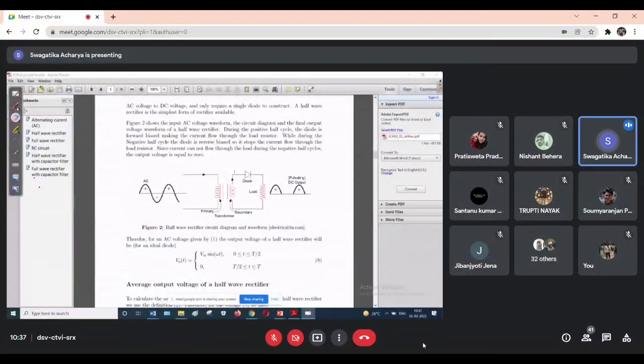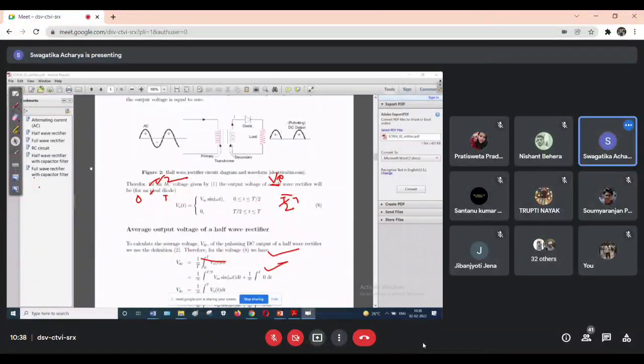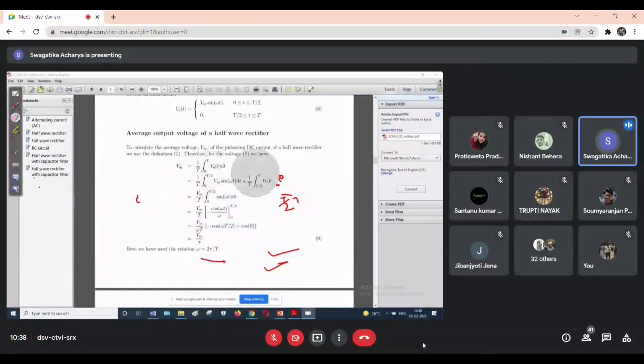See, this is 0 to T, the time limit of the sine wave. This is one cycle, T. Then T on, then T off. So up to 0 to T by 2 you are getting some value Vm. In the negative half you are getting 0 value. So 0 to T by 2 you are getting the same as Vi, right? T by 2 to capital T you get 0. Same thing we represent as Vm sin omega t for 0 to T by 2, then T by 2 to T it is 0. So same representation.